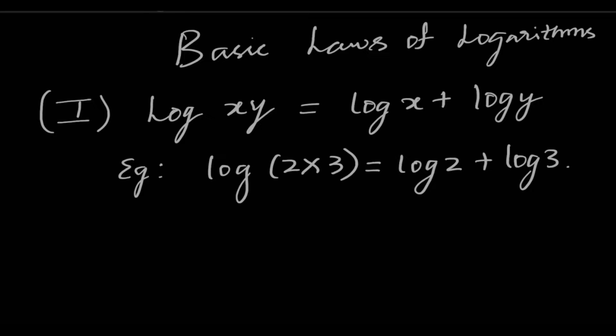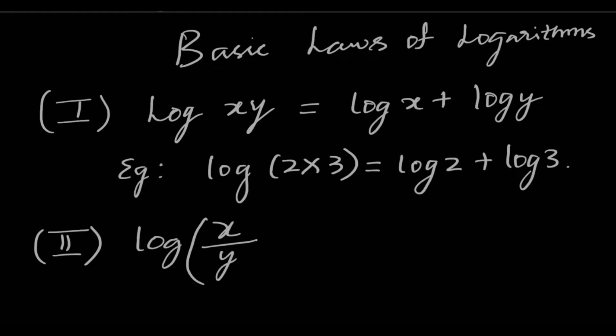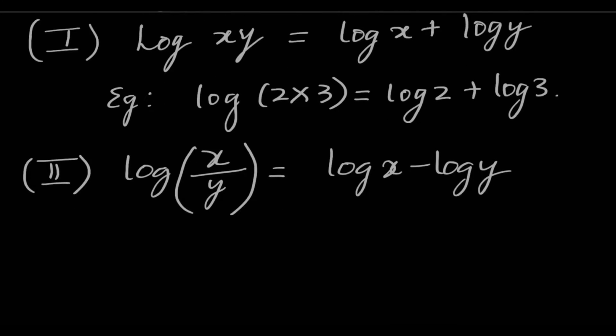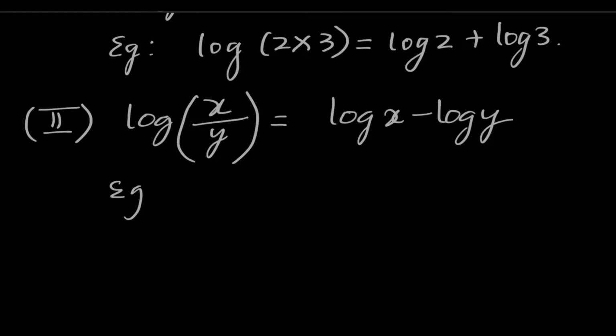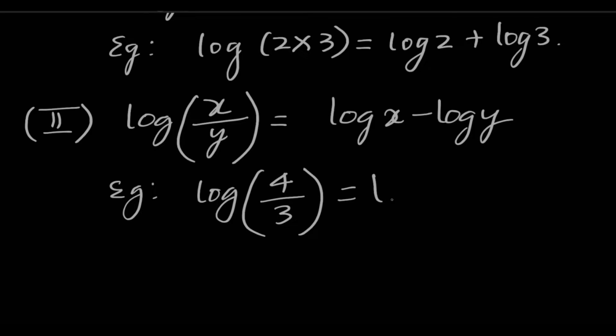Now, second law of logarithm. What does that say? It says that if you have two numbers x and y, then log of x divided by y can be written as log x minus log y. Let us see an example for that. You have 4 and 3. Log of 4 divided by 3 is equal to log 4 minus log 3.